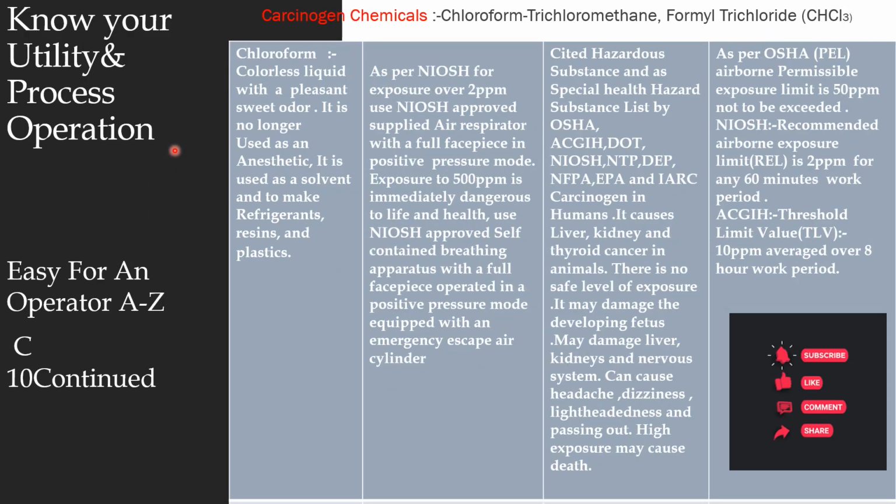Hi friends, in this episode we'll see some more important terminology starting with C, mainly carcinogen chemicals. So first we can see the chemical chloroform. It's also called trichloromethane, formyl trichloride, and its formula is CHCl3. Chloroform is a colorless liquid with a pleasant sweet odor.